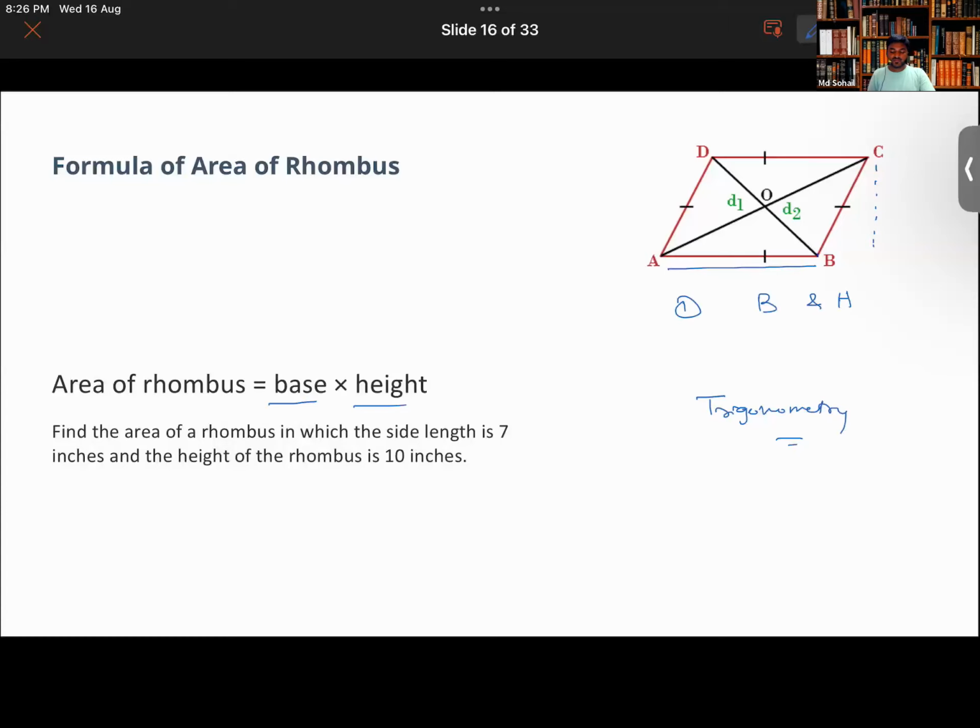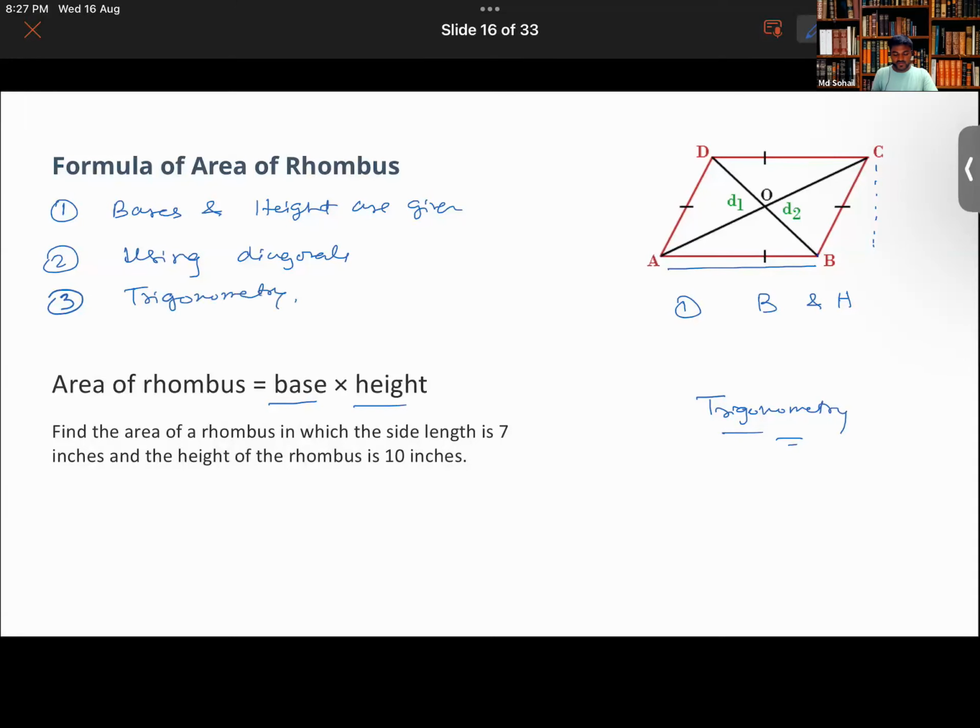Only the diagonals are given. So you can calculate in that manner as well. And you can calculate it using trigonometry as well. But as per the class 8 syllabus, we don't have to study that. Getting it now? So the first method, as I said, is when base and height are given. Then the next method is using diagonals. And the third one is trigonometry, but that is not part of the current syllabus. We won't be studying that.